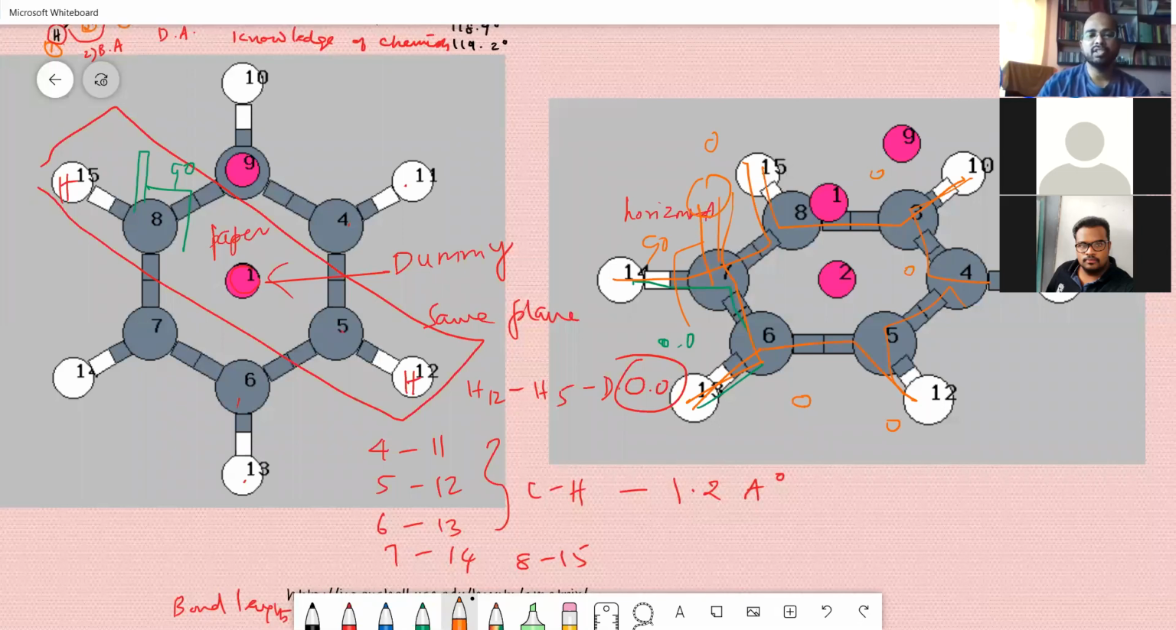So all are 0, 0. If all dihedral angles are 0, then it is in a single plane. Okay, so I think you have understood the concept of the Z matrix. I'll just sum it up again.